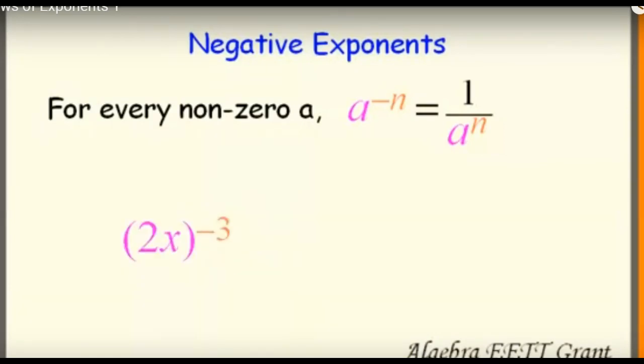Now a third example would be 2x raised to the negative third. Now notice what's different about this one. 2x is all in parentheses, which means all of 2x is raised to that negative third exponent. So to fix this one, to get rid of the negative exponent, we would cross the fraction bar with all of 2x. So the answer becomes 1 divided by all of 2x cubed.